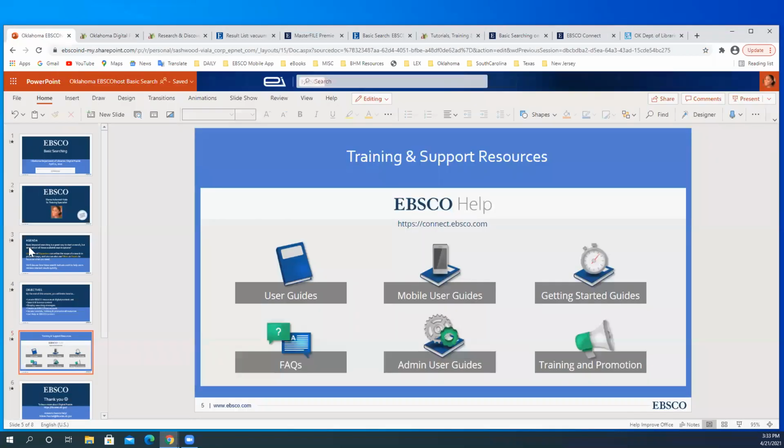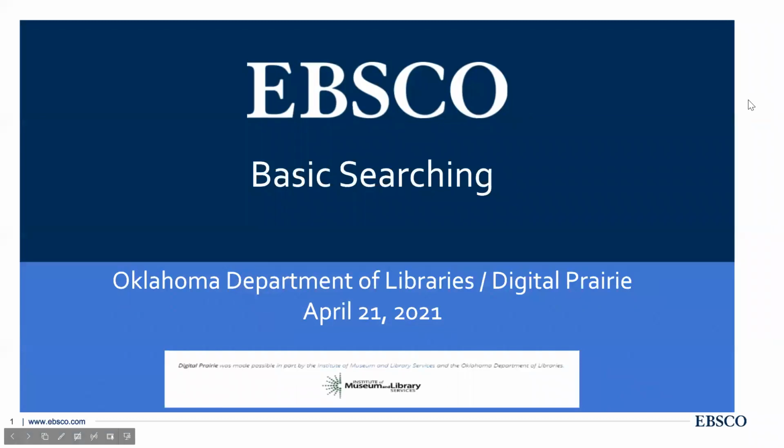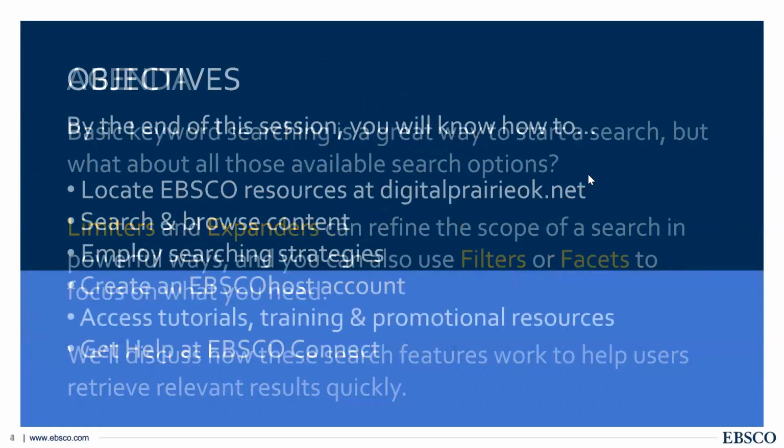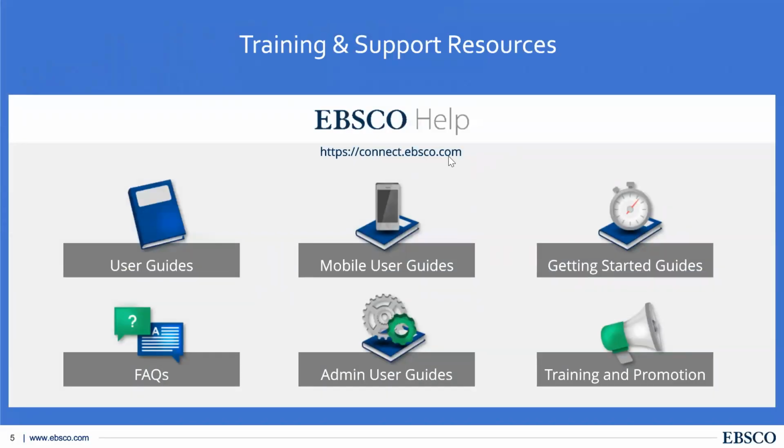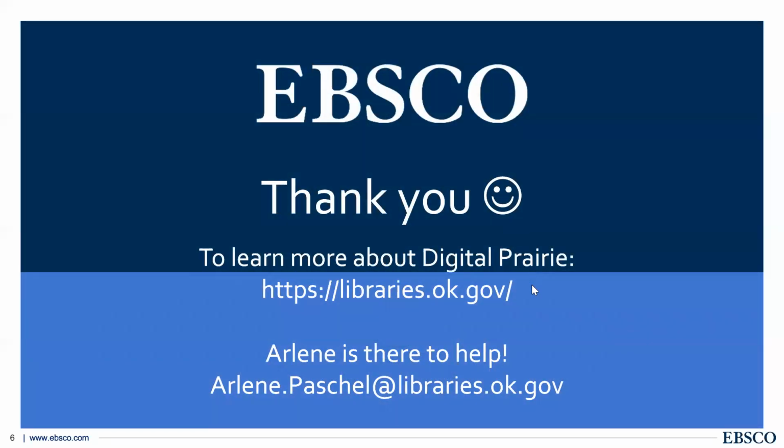And I just want to point out on my PowerPoint here, I'll go ahead and share the URL where you can access all the resources. Remember, connect.ebsco.com is where you can go for EBSCO help. And you can also always visit libraries.ok.gov for more about resources at Digital Prairie, as well as accessing or talking to Arlene if you need help. She is your main contact at Oklahoma Libraries, and her contact information is arlene.pascal@libraries.ok.gov. Did I pronounce your last name correctly, Arlene? Paschal. Paschal, I'm sorry.